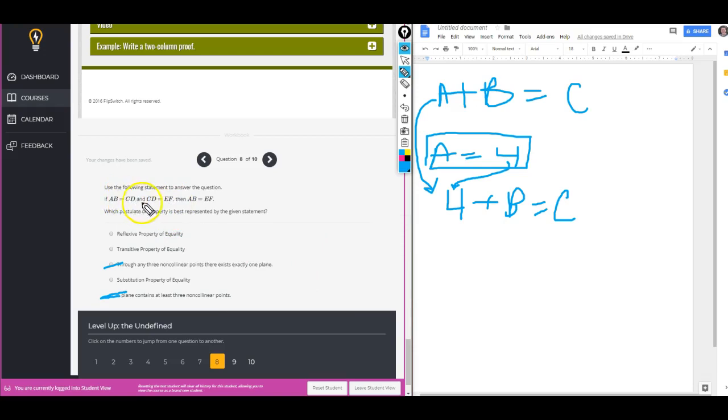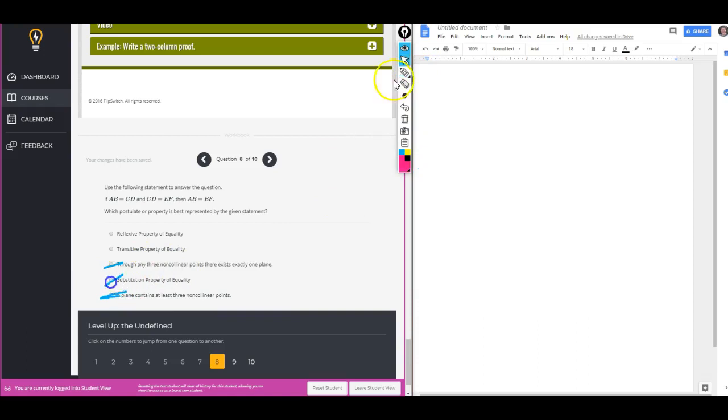If we look at this, if the distance of AB is equal to the distance of CD and the distance of CD is equal to the distance of EF, then AB equals EF. There wasn't any replacement there, so it's not substitution. So for this we have reflexive and transitive left.